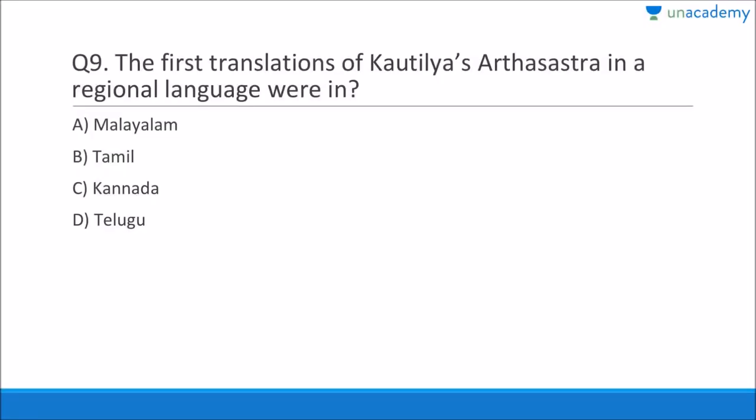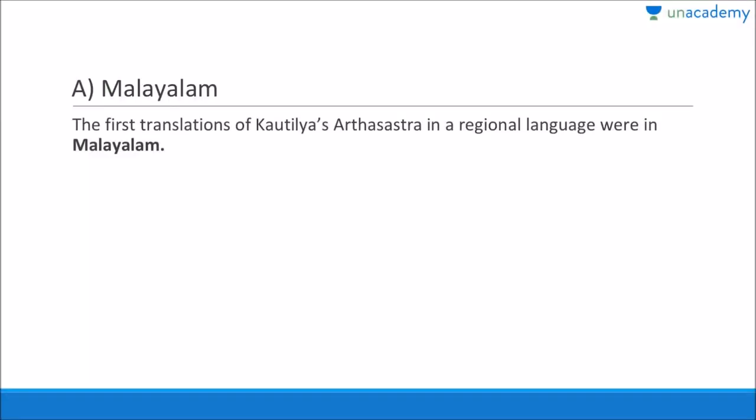The first translation of Kautilya's Arthashastra in the regional language was in. So here answer is A, Malayalam. So the Kautilya's Arthashastra, for the first translation.